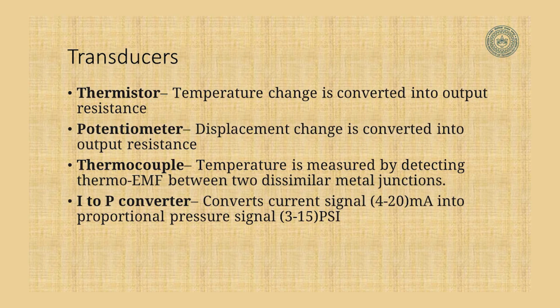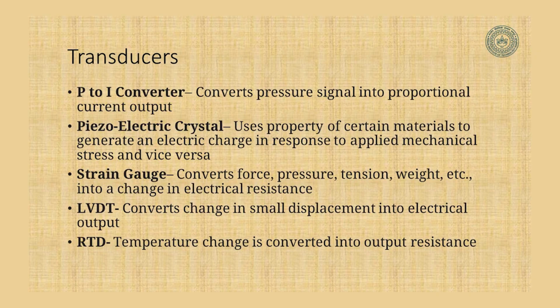In an I to P converter, you convert a current signal, which is typically of the order of 4 to 20 milliamperes, into a proportional pressure signal, which may be of the order of 3 to 15 psi. Okay. Other transducers, P to I converter converts pressure signal into proportional current output.